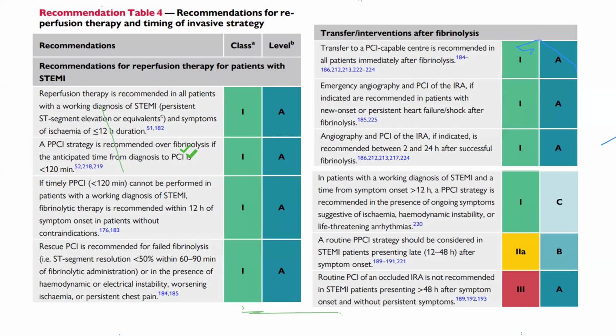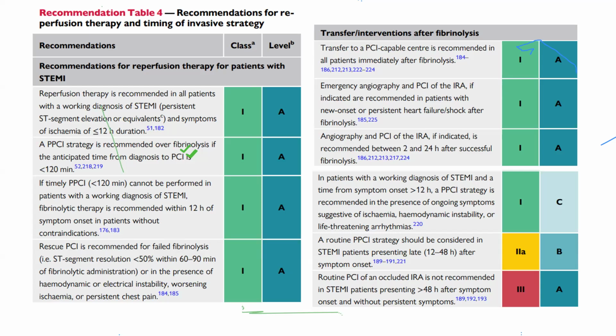Emergency angiography and PCI of the infarct-related artery, if indicated, are recommended in patients with new onset or persistent heart failure or shock after fibrinolysis. Of course, it reinforces the earlier points. Angiography and PCI of the infarct-related artery, if indicated, is recommended between 2 to 24 hours after successful fibrinolysis. The reason for the 2 to 24 hours is that within 2 hours is mostly considered for primary PCI. 2 to 24 hours falls within rescue PCI or early PCI.